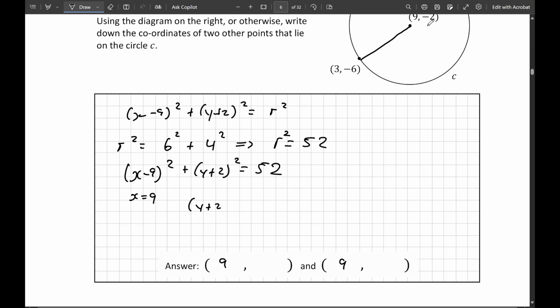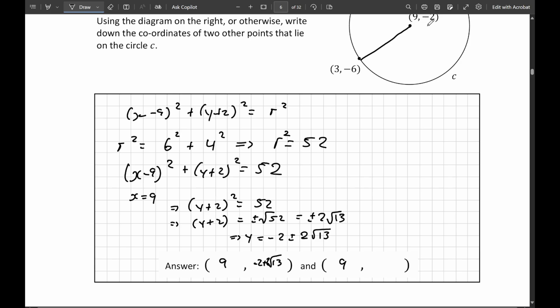So we'll get y plus 2 squared is 52. So y plus 2 is plus or minus root 52. 52 is 4 times 13, so it's actually plus or minus 2 root 13. So that implies that y is minus 2 plus or minus 2 square roots of 13. So I'll have one of them as minus 2 plus 2 square roots of 13, and minus 2 minus 2 square roots of 13.